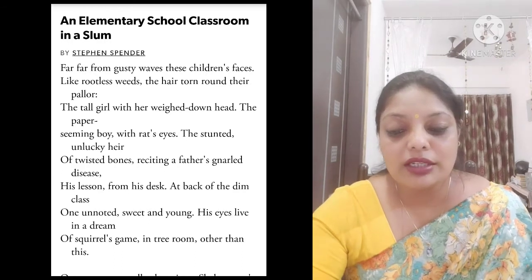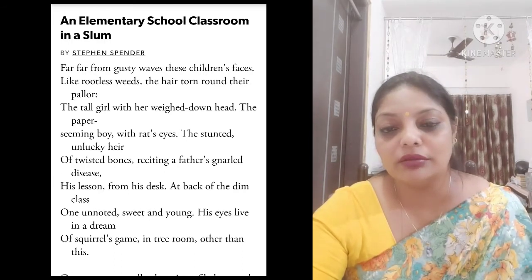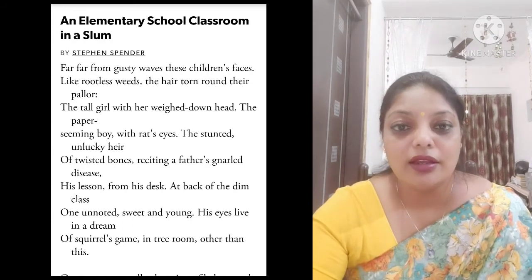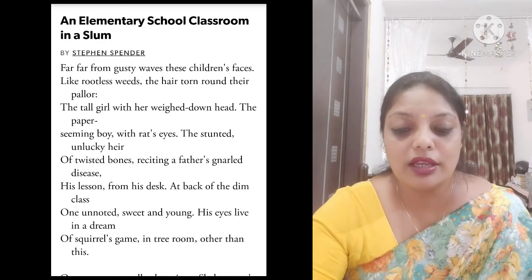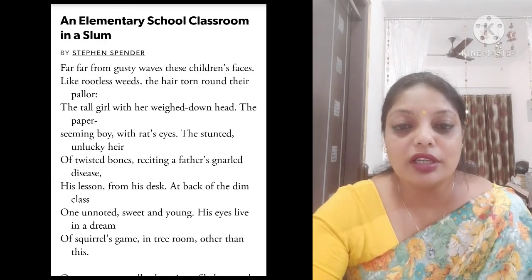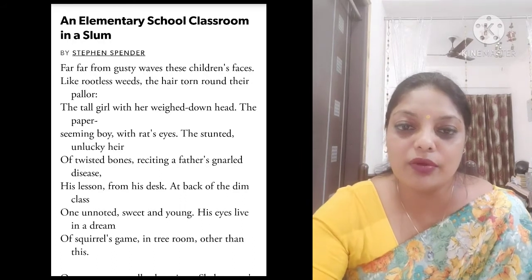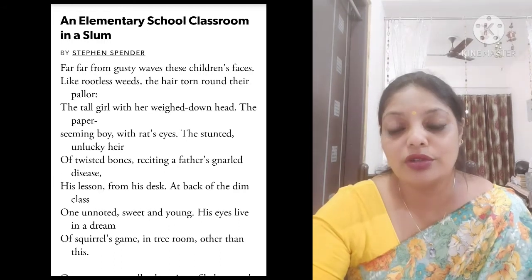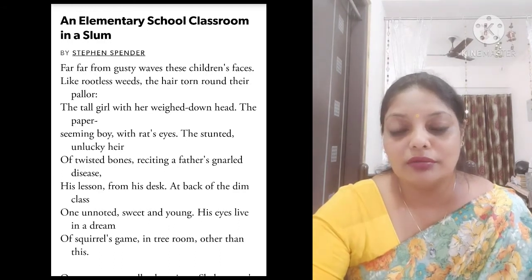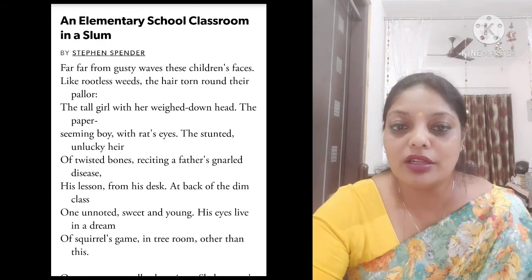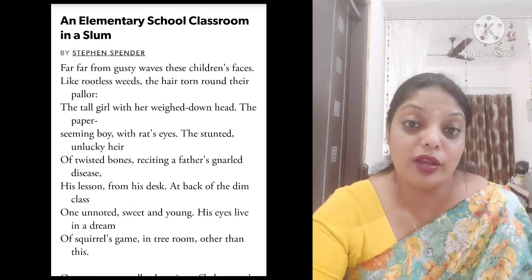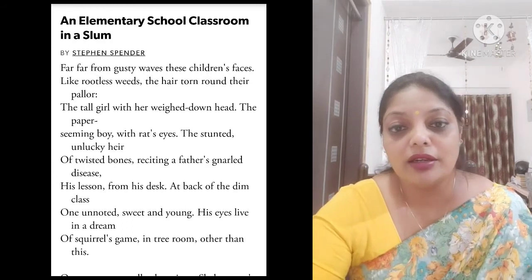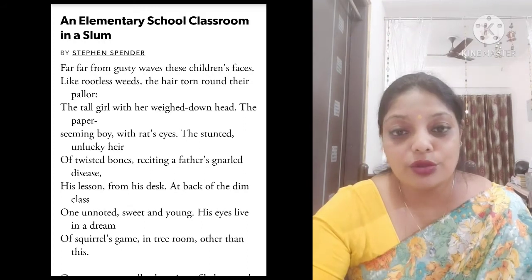Like rootless weeds, the hair torn around their pallor. Means he says that they are being born like useless plants, useless like rootless weeds. मतलब जैसे जो जंगली पौधे होते हैं जो कहीं पे भी उग जाते हैं. It is the same. Those children are compared to those plants which are useless. Actually, they don't have any value, but they grow wherever they can find little water, wherever they can find little conditions to grow, they grow.